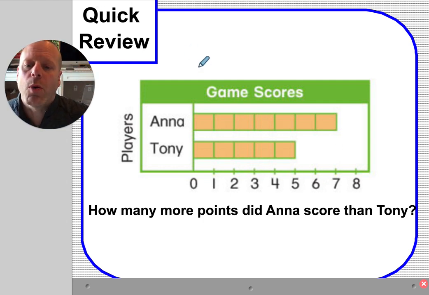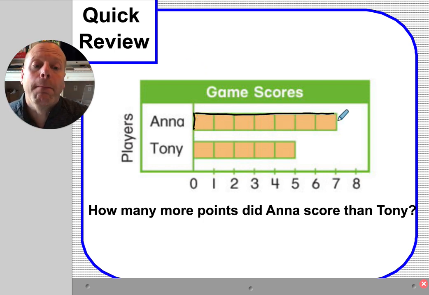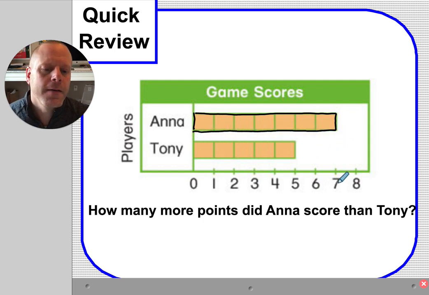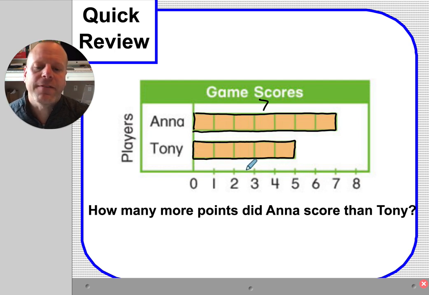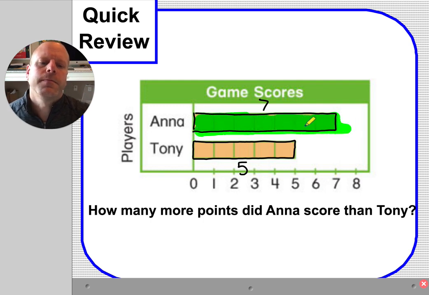So I'm going to show you what we already know. Anna scored more, right? We know that. Her number right here is 7. Tony, he scored less. We know that. His number is 5. I'm even going to add a little color so you can see the difference between these. So green for Anna, that's more. And then let's do yellow, which you probably can't even really see, for Tony.